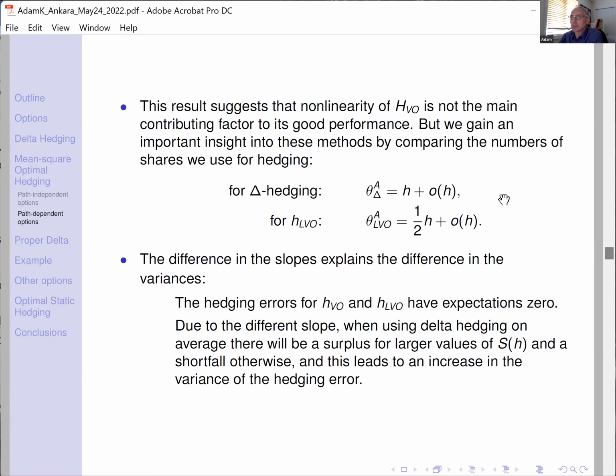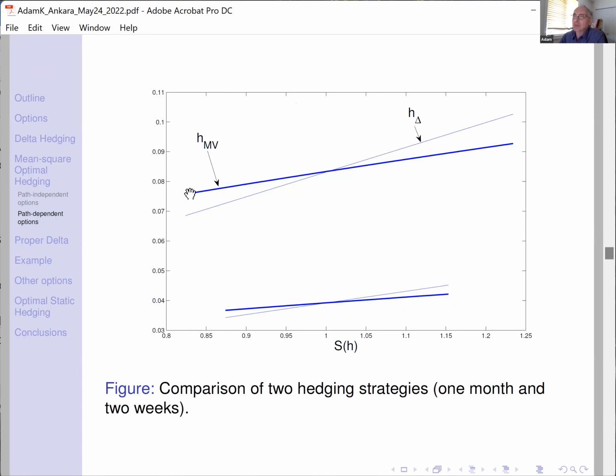Because of this, here is a simple graph. If this is the mean square hedging, on average, it gives us the right amount to hedge the risk. Delta hedging gives more than necessary if the terminal value of the underlying security is above the spot price. So if the spot price is 1 and at the end the terminal value is larger than 1, delta hedging is over hedging. If the underlying is below 1, delta hedging is under hedging. So by doing this, actually, it artificially increases the variance.